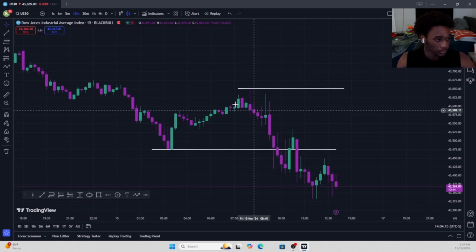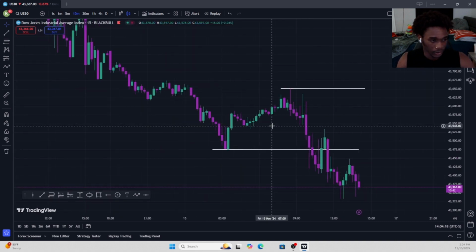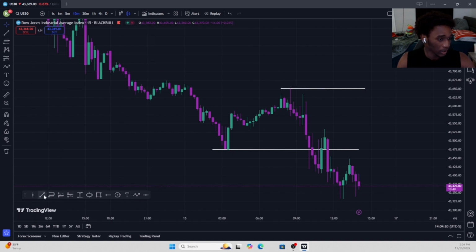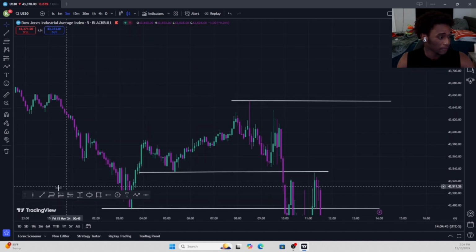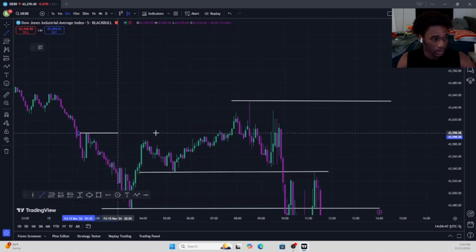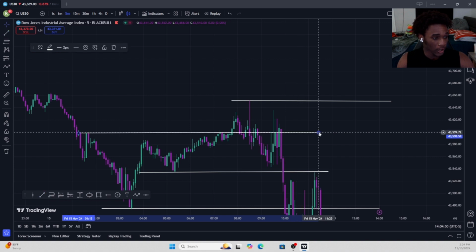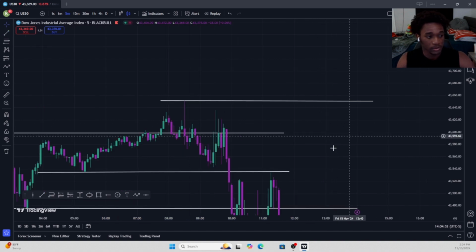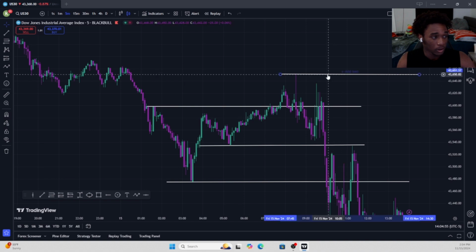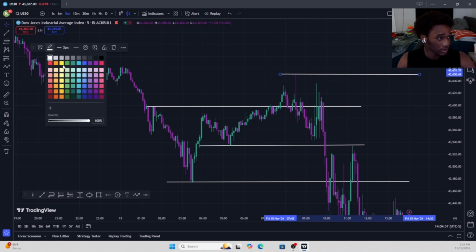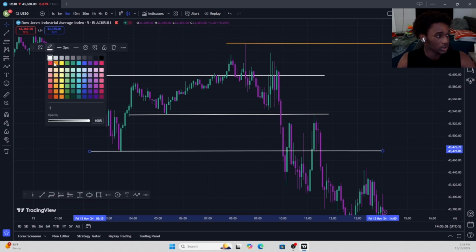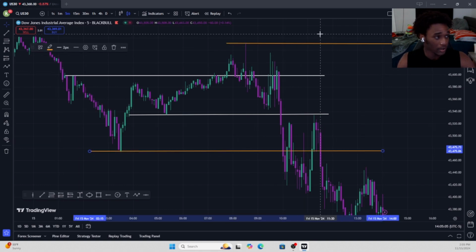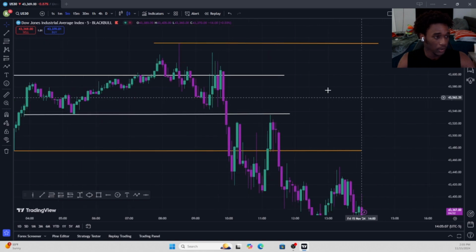But price created another zone right here. As you guys can see, I'm gonna mark it out for you right here. Price created a zone right here, and price created another zone right here, right? I call these micro zones or smaller time frame zones. So we have our main resistance, which is that yellow line, and we have our main support zone, which is this yellow line.